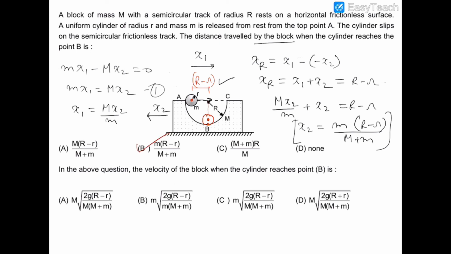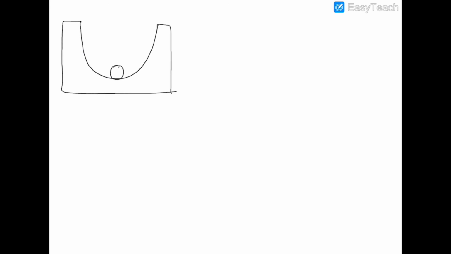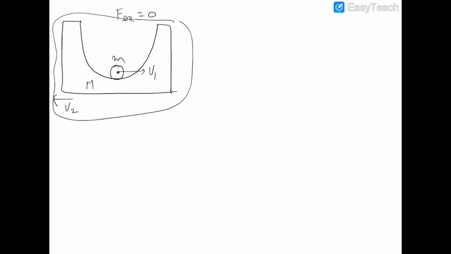Now in the other question, we have to find out the velocity of the block when the cylinder will reach the lowest point. Now for that, we can say that when this cylinder has reached this point, then let's suppose the velocity of this cylinder is v1 and the velocity of this block is v2 in the backward direction. So again we can balance the momentum due to the fact that net external force on the system is 0. The system I am referring to is this one.